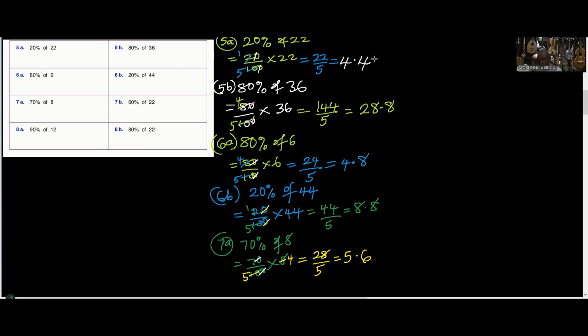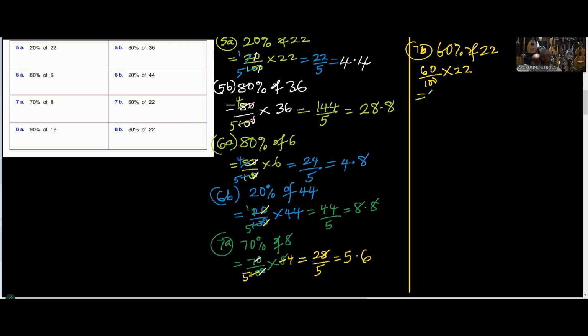Let me divide the page first. Option 7b. We have 60% of 22. So this is 60 over 100 times what? 22. So you cancel the zero, then you can divide by 2. So 2 here, 3, 2 here, 5. So all you have left at the top is 22 times 3, which is what? 66. Then divided by 5.